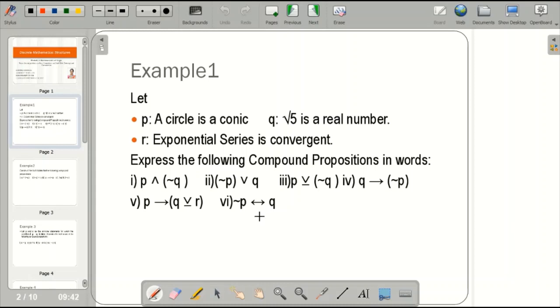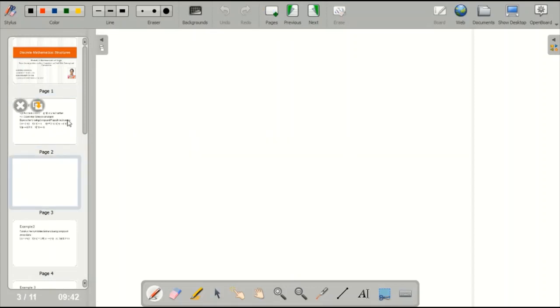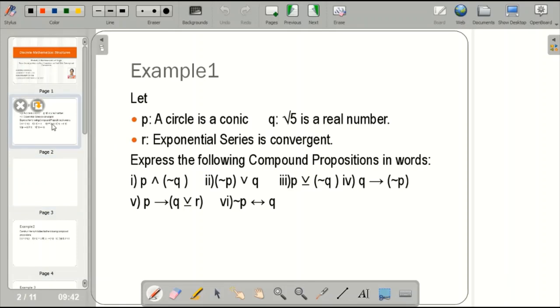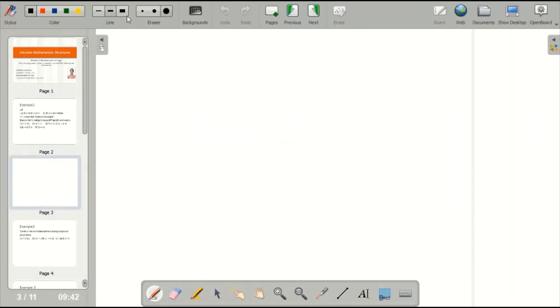So what is a compound proposition? It is a combination of one or more propositions. That means P and Q. Here P and Q is a compound proposition. So a compound proposition can use any logical connectives. So let us start doing the problem. First question is regarding P and negation of Q.